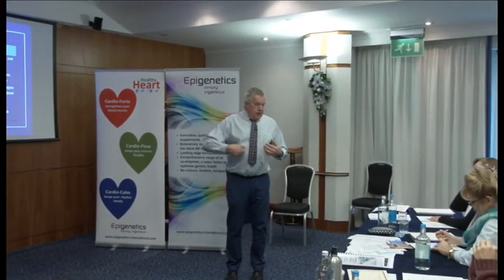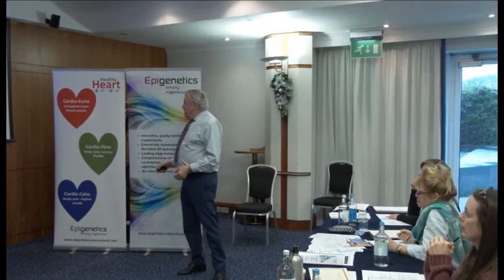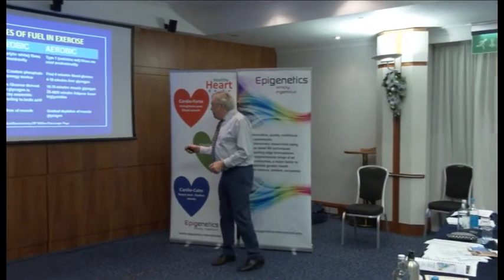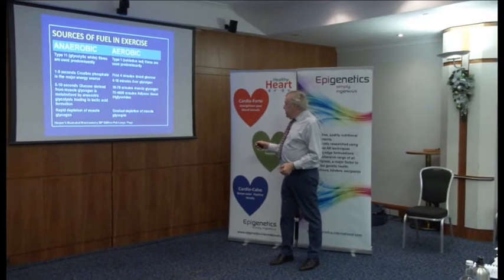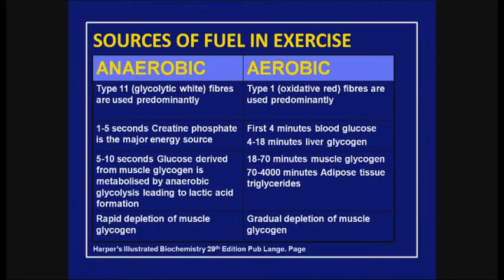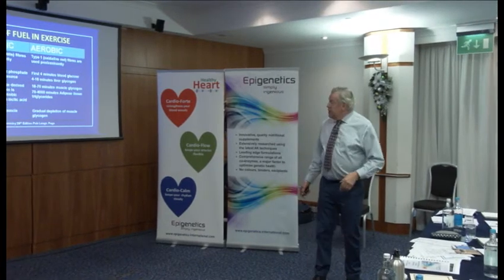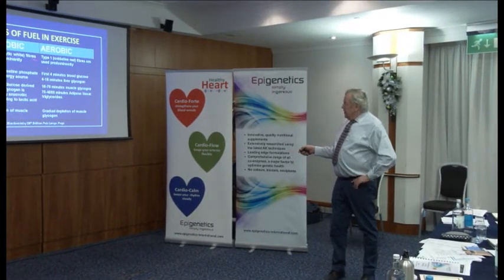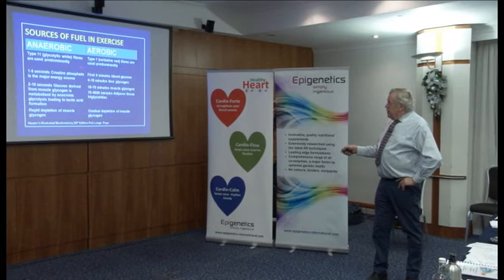So the liver is the first source of glycogen. After 18 minutes to just over an hour, you start to deplete muscle glycogen. Okay, and then from an hour onwards, you're using adipose tissue, triglycerides, or fat. Okay, so this is the general formula. So what is the difference here between these two?